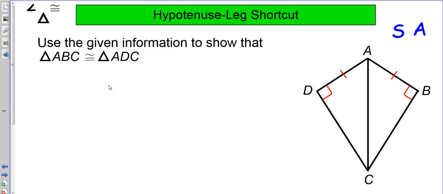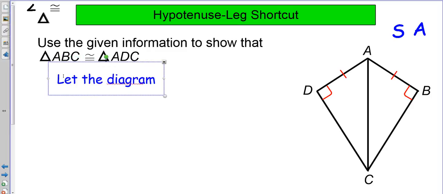So, use the given information to show that triangle ABC is congruent to triangle ADC. You'll notice right off the bat that the given information tells us that they're right triangles. So that's the first thing that we need in order to prove this. So we always start off with: let the given information be true, or in other words, let the diagram be given.